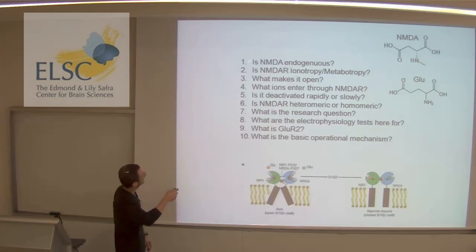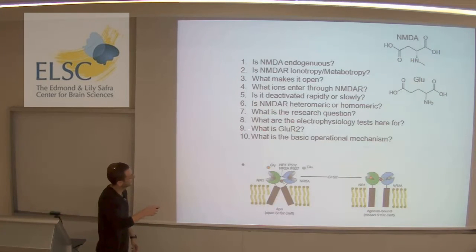And let's just jump for one second to the ninth question. What is GluR2? There's another group of receptors that are activated only by glutamate and not by NMDA. So I would say it like that: glutamate is the ligand for NMDA receptors and for non-NMDA GluR2 receptors, and only the NMDA receptors are also activated by NMDA, the synthetic molecule.